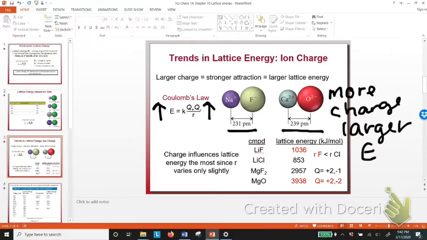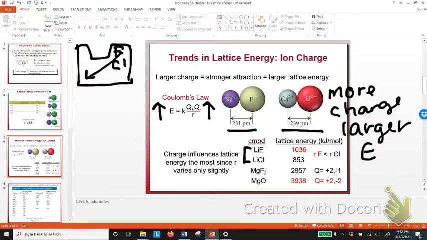So let's look at a couple examples. If we look at lithium fluoride versus lithium chloride, once again keeping in mind the trend for atomic size, remember the atomic size increases as you go to the lower left-hand corner of the periodic table. Since fluorine is above chlorine on the periodic table, chlorine will be bigger, and that's what's shown here.